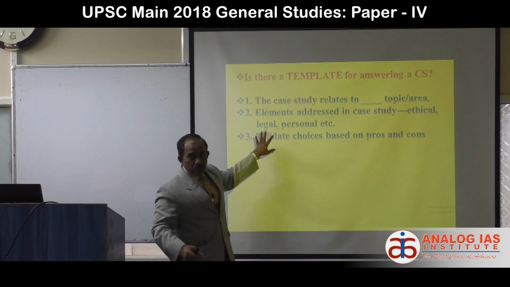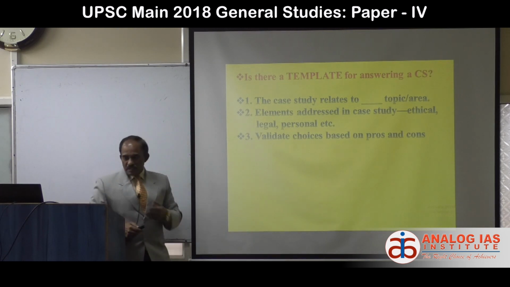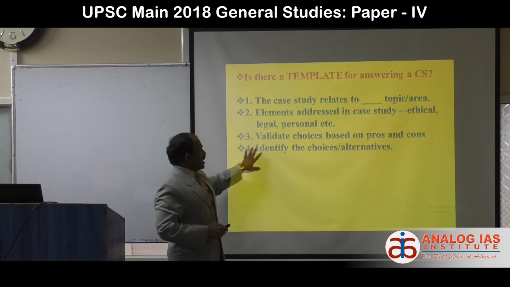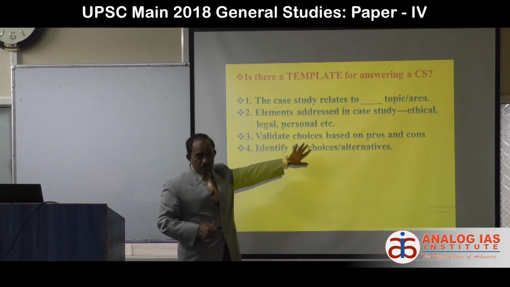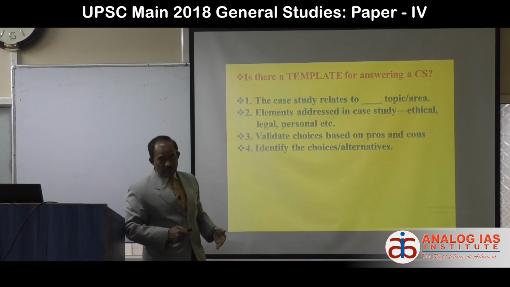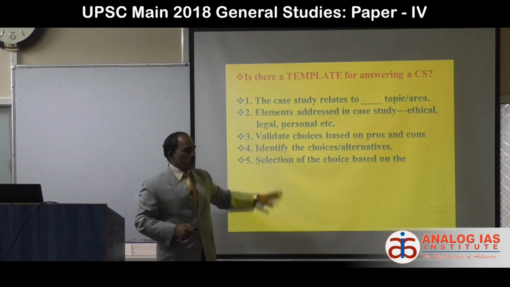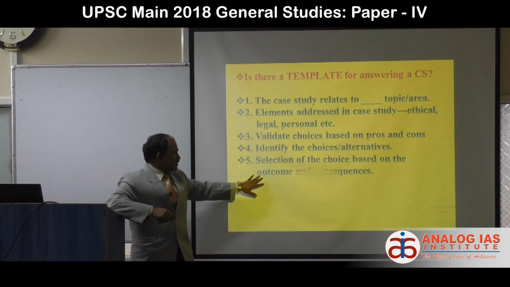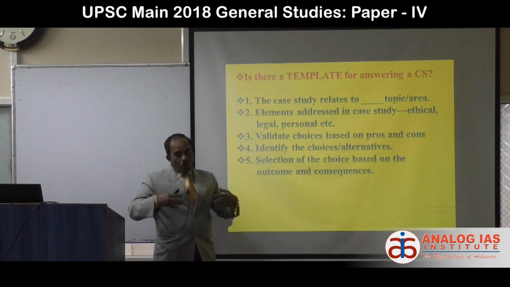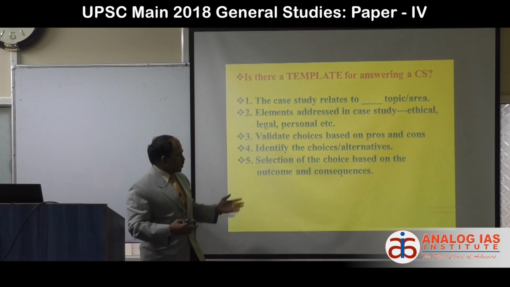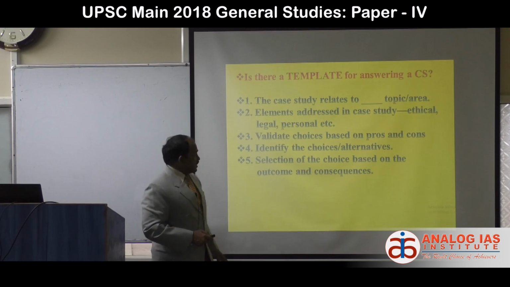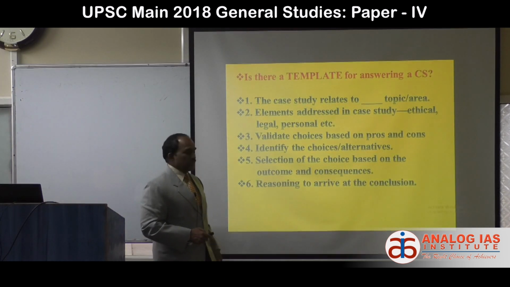That's called the validation. If the choices are not given, just like in case study number 7, there you have to identify the choices, alternatives. Then you have to go for validating the choices based on the pros and cons. Then come to the selection of the choice based on the outcome and consequences. So this is very important. What solution you are going to give, the solution must be based on the outcome and the consequences relating to it. Then the sixth item is the reasoning to arrive at the conclusion.